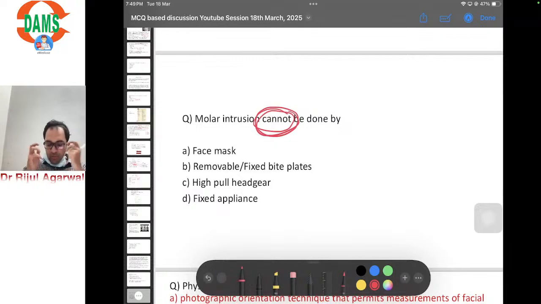Cannot be done. So in this type of question, you can go with a concept based approach, not a definition or theoretical question. So how to approach such kind of question? In a concept based question you need to go by the rule of elimination. What you know, what you don't know, and narrow down the options. Okay, so we have A. Cannot be done by A, face mask. Okay, another A.